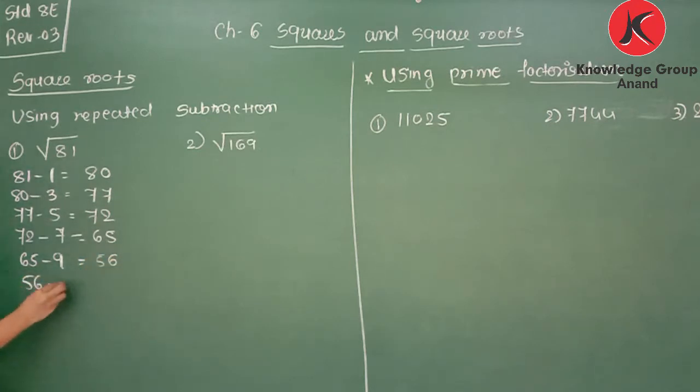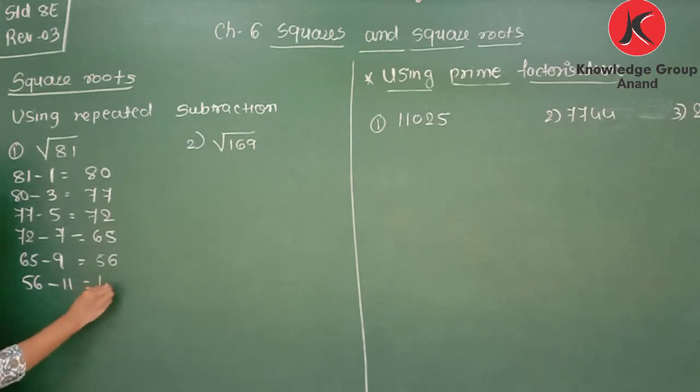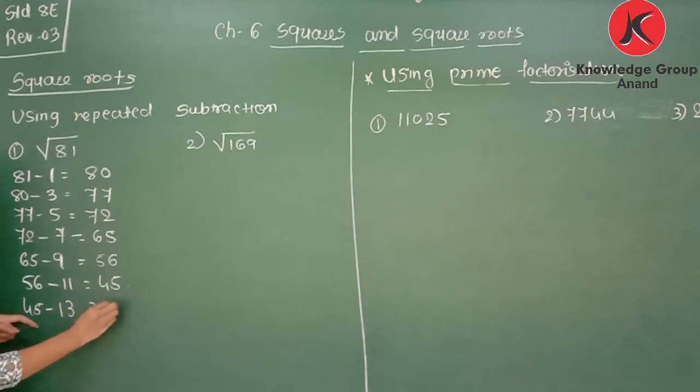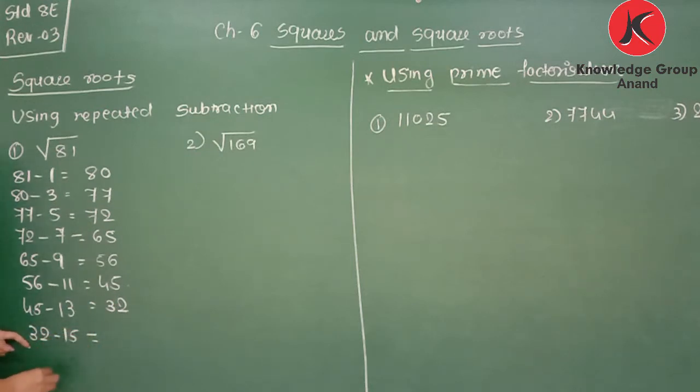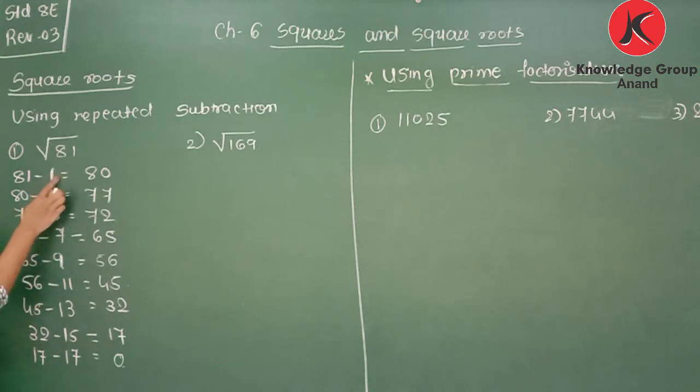56 minus 11 is 45. 45 minus 13 is 32. 32 minus 15 is 17, and 17 minus 17 is 0. Now how many odd numbers did we subtract? 1, 2, 3, 4, 5, 6, 7, 8 and 9. So the square root of 81 is 9.